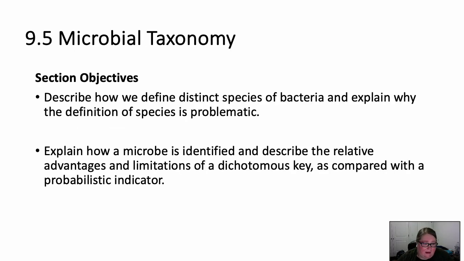Okay, so 9.5 is all about microbial taxonomy, or at least the introduction to microbial taxonomy. You probably could take a whole course about microbial taxonomy, to be honest. Some of the section objectives for this lecture: we'll be able to describe how we define distinct species of bacteria and explain why the definition of species is problematic. We'll be able to explain how a microbe is identified and describe the relative advantages and limitations of a dichotomous key as compared with a probabilistic indicator.